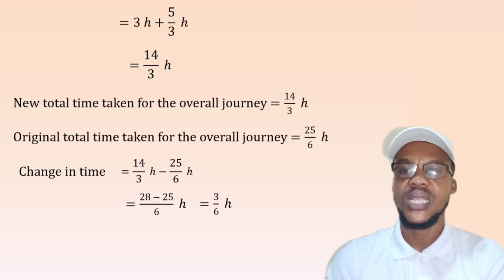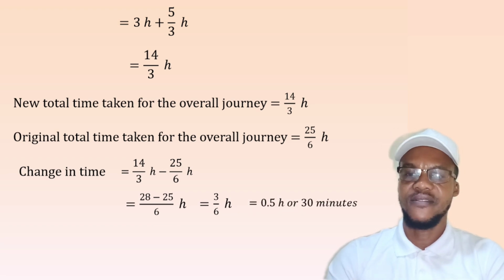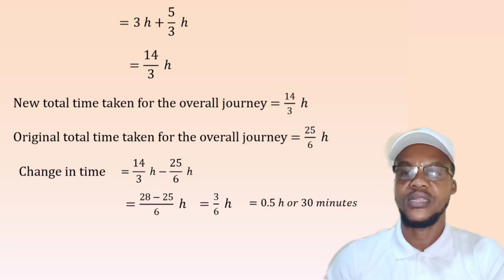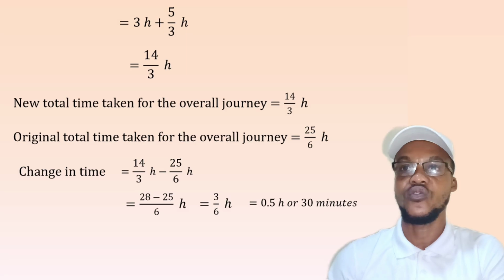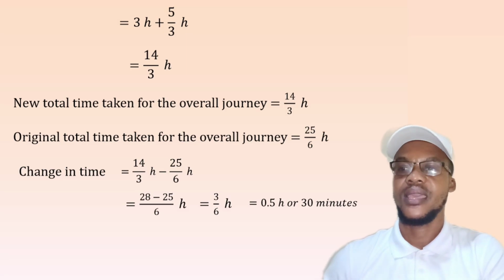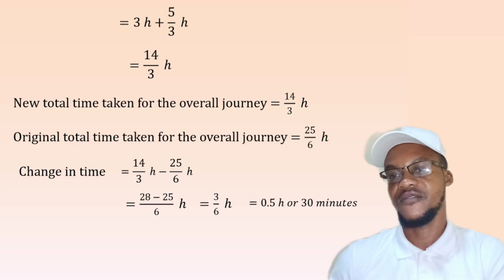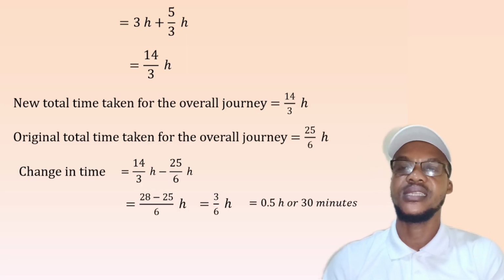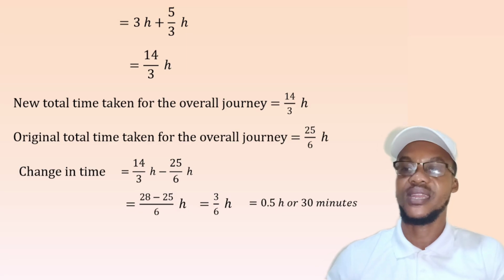So for the change in time, we just find the difference of the two, and the difference gives us 3/6, and if we further simplify, we are going to get 0.5. That is half, so half an hour. You know that half an hour, when you change it to minutes, is 30 minutes.